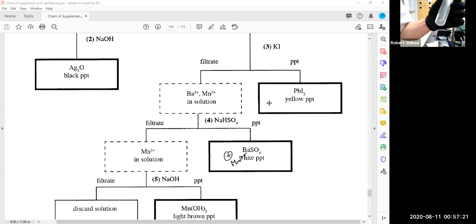Let's cool it down. One way we can cool things down is by running tap water on the outside surface. When you cool things down, it makes them less soluble. So it was looking like it was getting a little bit cloudy. Maybe there is some lead in there. The other way of cooling it down is by using an ice water bath.